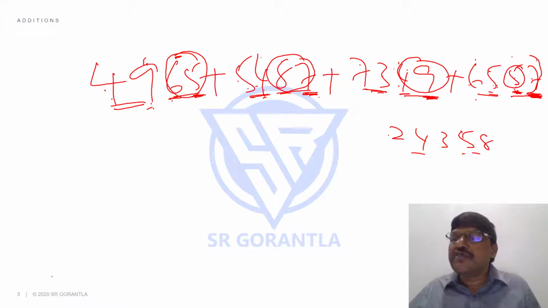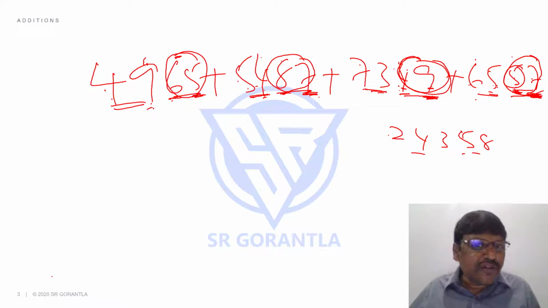If I start here, 57 and 49, if I take, students, first add 57 plus 9. How much 57 plus 9? 66. 66 plus 40? 106. 106 plus 7? 113. 113 plus 80? 193. 193 plus 5? 198. 198 plus 60? 258. 258 here, 2 carried. So what happens?